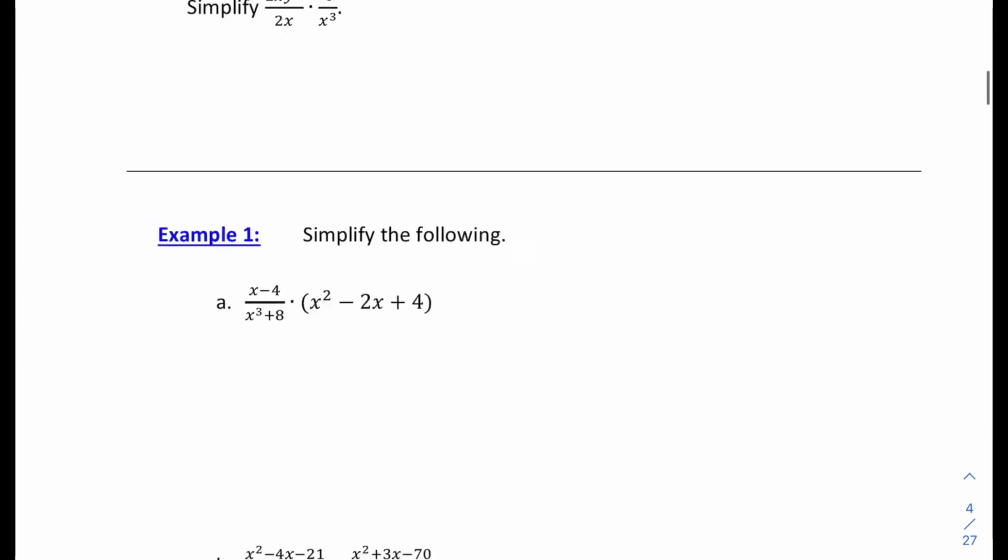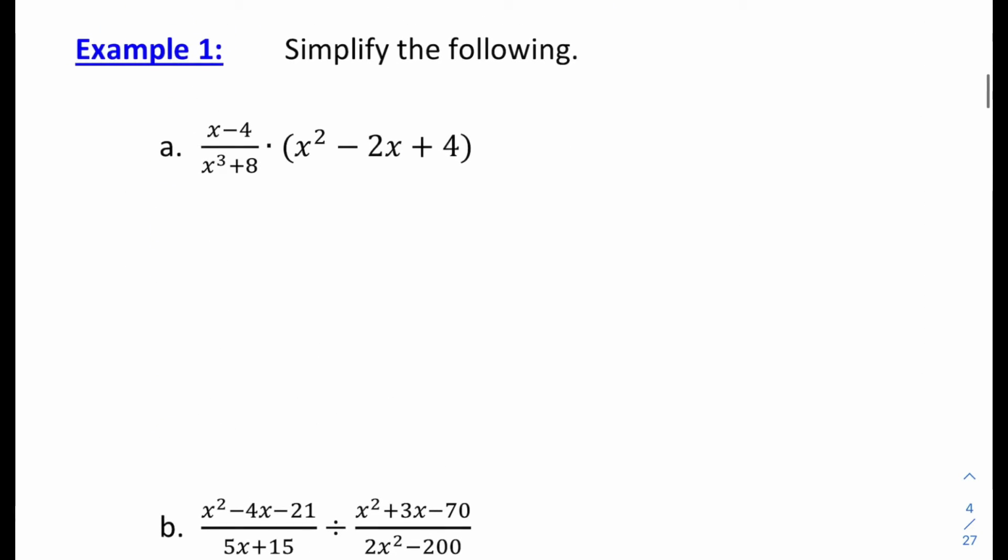Okay, so we're going to work on simplifying some rational expressions involving multiplication and division. First off, when you're multiplying, remember you're multiplying straight across, and I'm trying to divide out some common factors and reduce this. So we need to factor everything. Let's start with that x cubed plus 8.